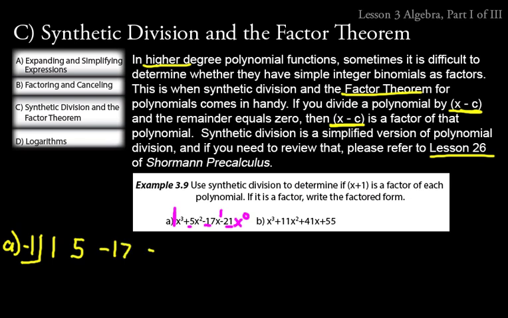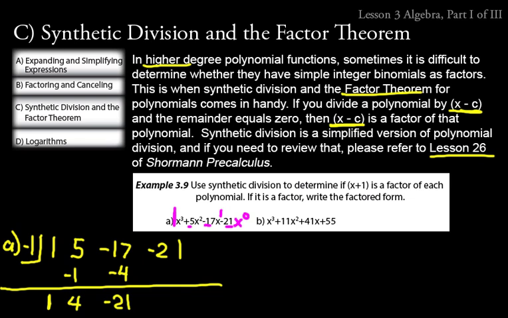Minus 17, minus 21. Put our arithmetic bar there, and so the first thing we do is we bring down that first term, the positive 1. Multiply it by the negative 1. That's minus 1. Add those together. That's a 4. Multiply it by the negative 1. That's a negative 4. Add those together. That's a negative 21. Multiply by the negative 1. That's a positive 21. Add those together, we get a 0. So the remainder 0, that means x plus 1 is a factor.